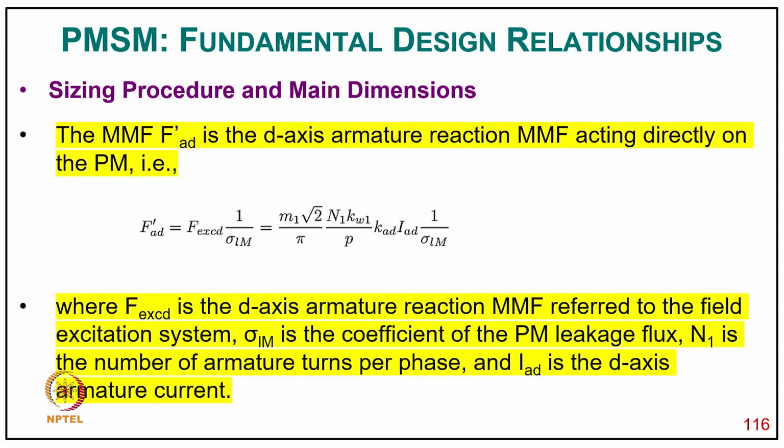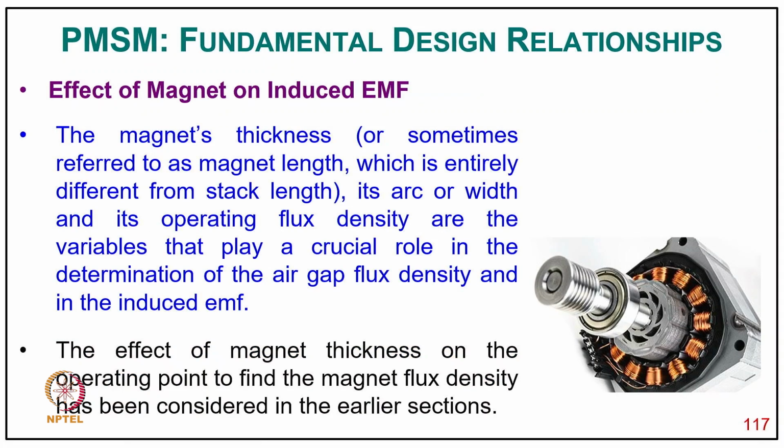So F AD dash is the direct axis armature reaction acting directly on the PM, that is F AD dash equal to F Exc d, 1 upon sigma LM, equal to M1 root 2 upon pi, N1 Kw1 upon p, Kad IAd, 1 upon sigma LM, where F Exc d is the direct axis armature reaction referred to the field excitation, sigma LM is the coefficient of PM leakage, N1 is the number of armature turns per phase, and IAd is the direct axis armature current.